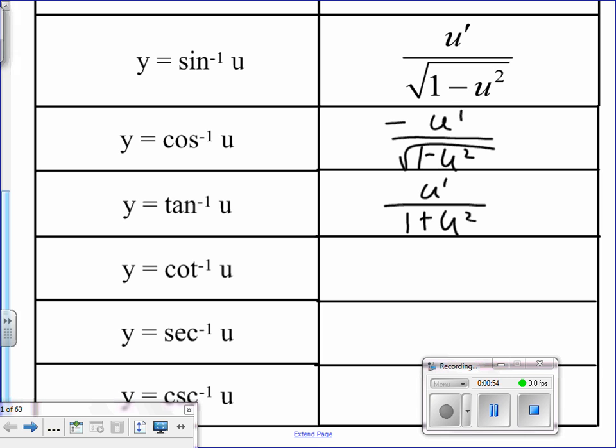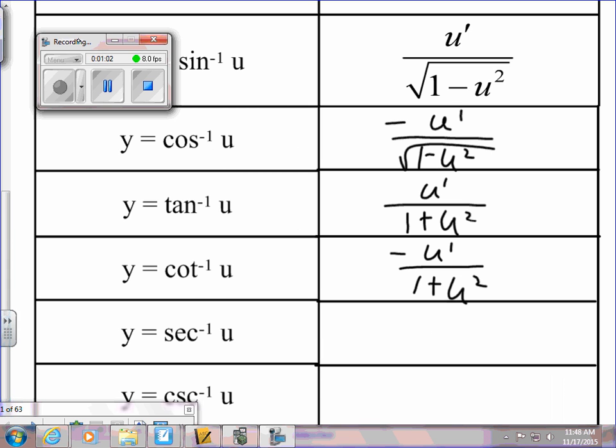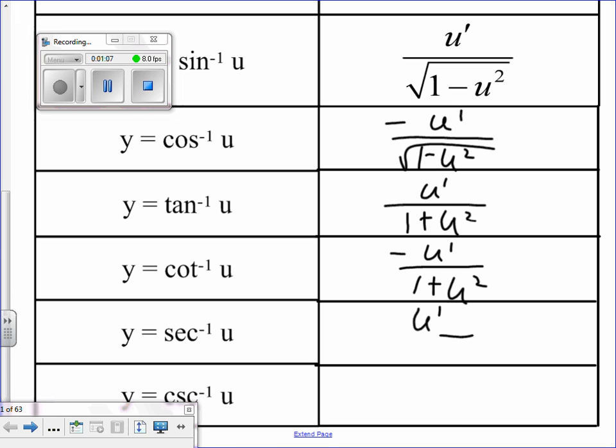Emily? All right. Derivative of inverse secant u. All right, Jess. Yep. All right, Riley. U squared minus... Good. Nice.